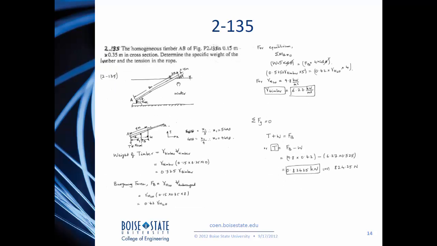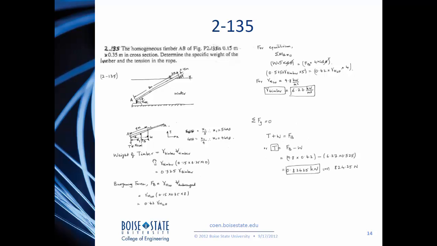A homogeneous timber AB of certain cross section is given. You're asked to determine the specific weight of timber and the tension in the rope. So in this problem, since water is on both sides of this timber, the resultant hydrostatic force is nothing but the buoyancy force, which is shown here. So the net effect is the buoyancy force. You draw the free body diagram for the timber.